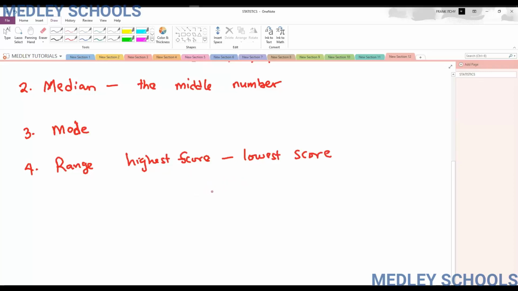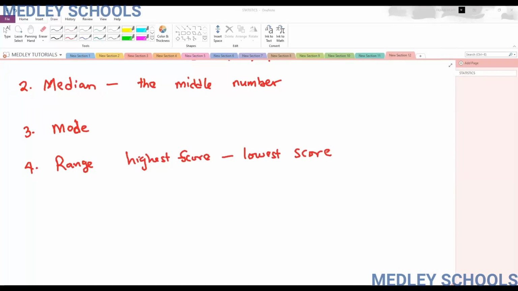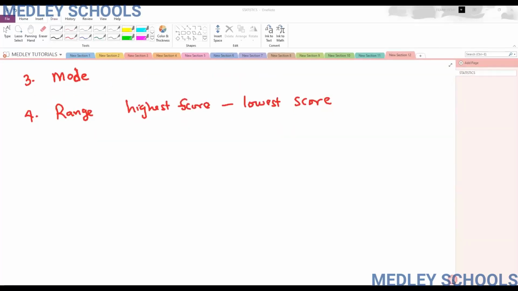You can also find the range from the frequency table. All we need to do is to take the smallest score which is on the table and also the highest score which is on the table and subtract it. Still follow the same procedure. So from there, let's solve some examples.